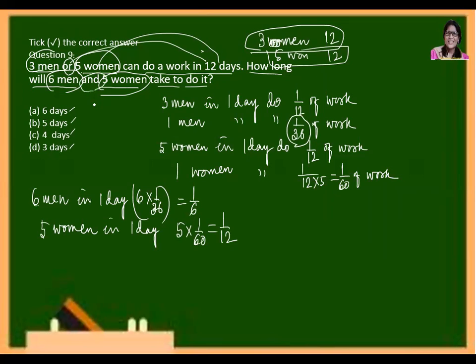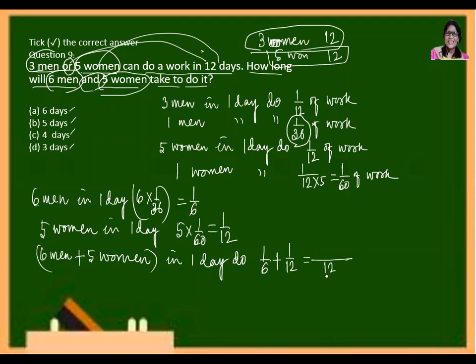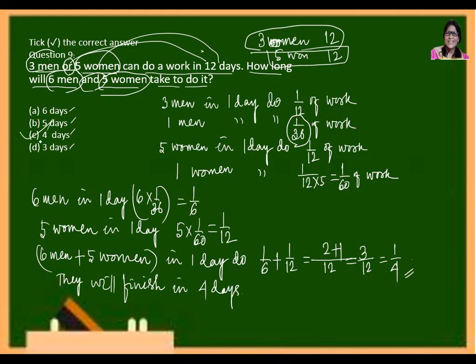So they are working together. So 6 men plus 5 women in 1 day do how much? 1 by 6 plus 1 by 12. What is the LCM? LCM is 12. It will be 2 plus 1, that will be 3 by 12 or 1 by 4. So this is in 1 day, so they will finish in the reciprocal of this. So they will finish in 4 days. So this will be the answer.